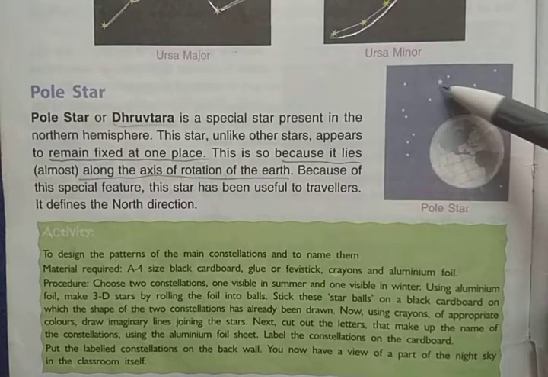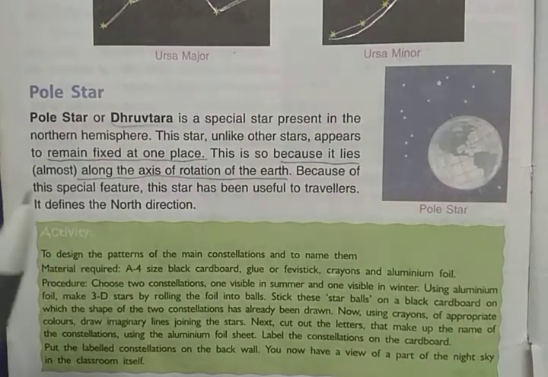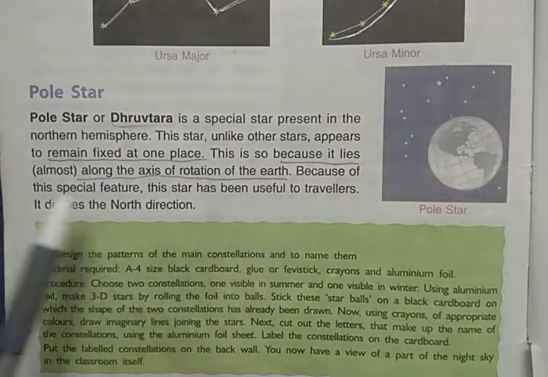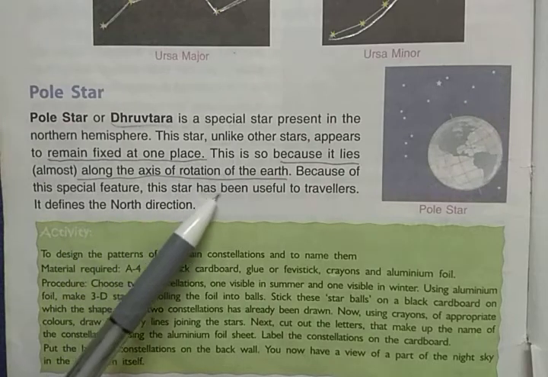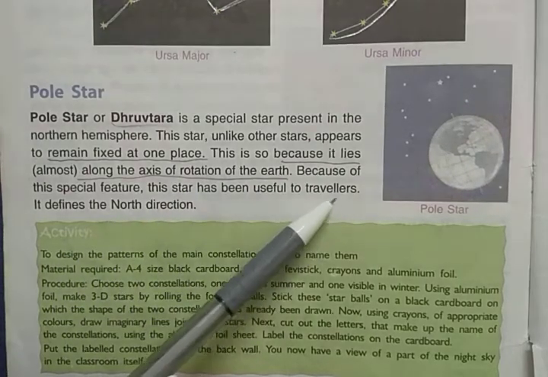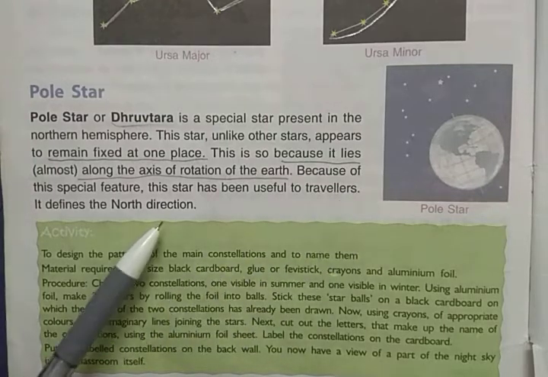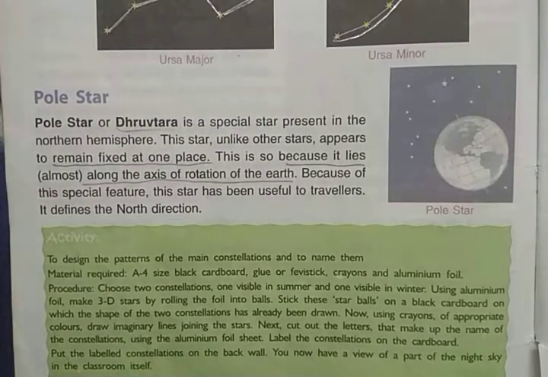Here is the pole star. So it remains fixed, appears to remain fixed at one place. And because of this special feature, this star has been useful to travelers. Travelers के लिए बहुत useful है because it defines the north direction. ये travelers को north direction define करता है.